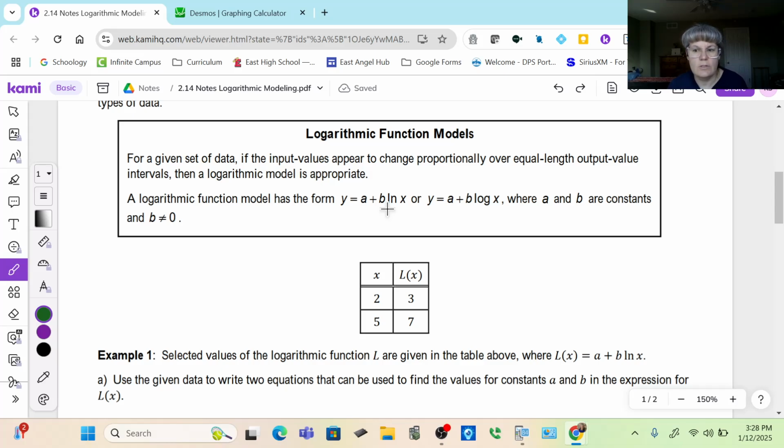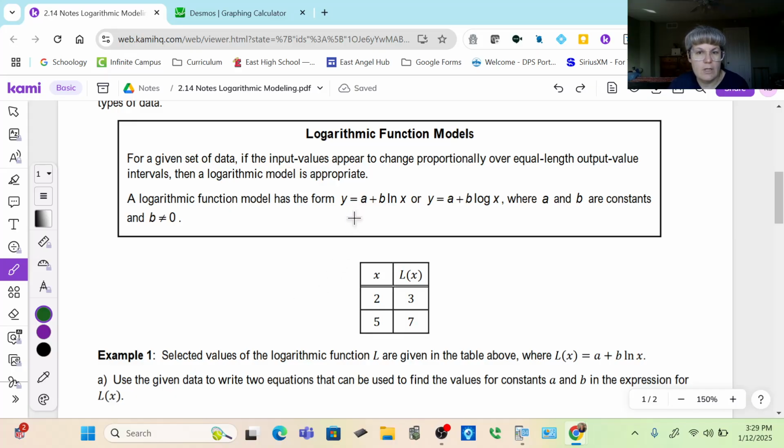Hello, this is Mrs. Scarple, and this video will cover topic 2.14. In this video, you will be finding logarithmic functions from tables or from information given to you in a context. You will also be asked to use those functions in solving.